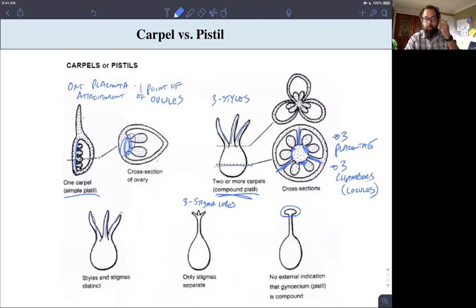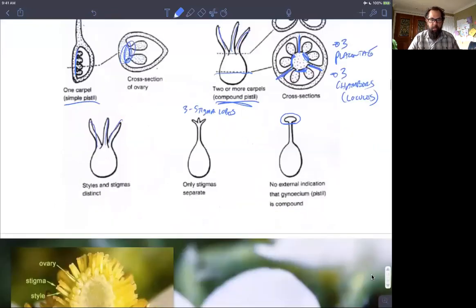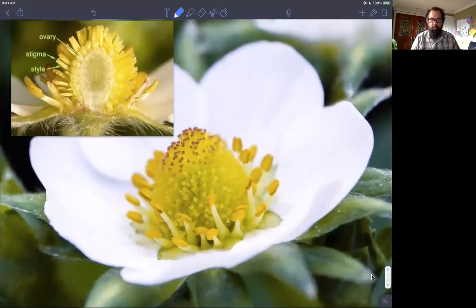So I mentioned we could have one simple pistil, and that's the situation that we see in a bean or a cherry. The gynoecium of those plants is made up of one simple pistil. But we can also have many simple pistils where they're not fused to each other. And I didn't have a good image of that. And so I pulled this together.